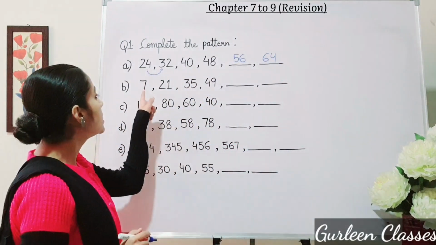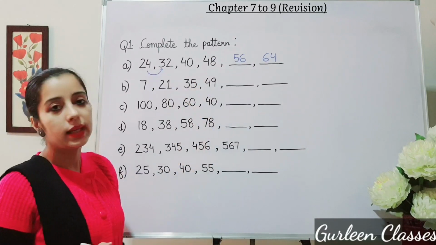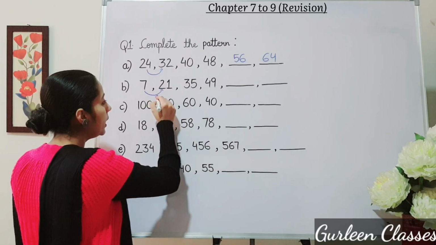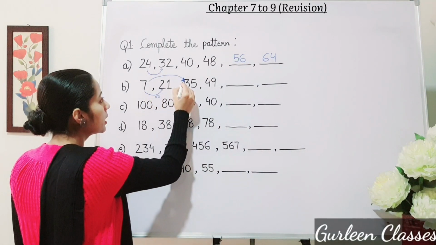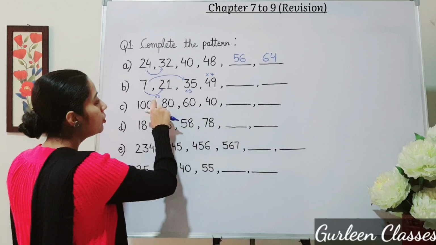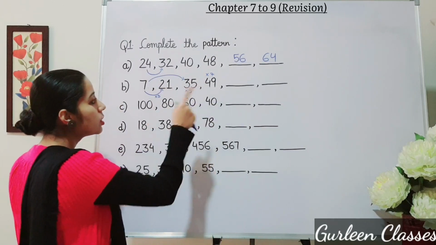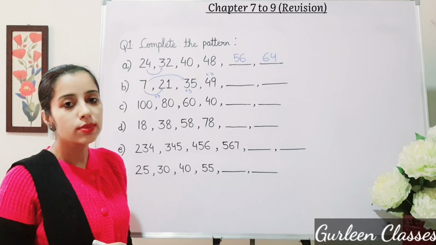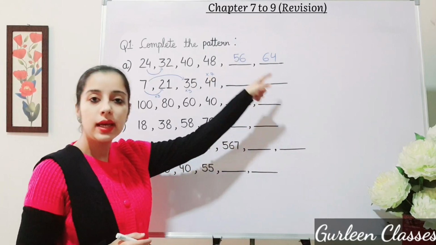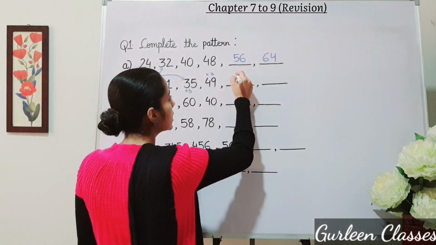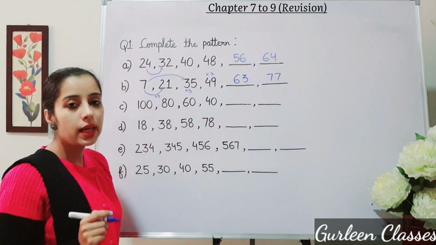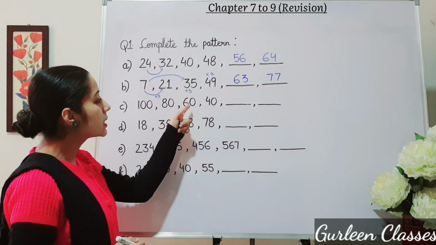Now B part: 7, 21, 35, 49. So let us see the pattern here. 7 3s are 21. 7 5s are 35. 7 7s are 49. 3, 5, 7. So now we will multiply by 9. As you can see, all are odd numbers. 3, 5, 7, then 9, then 11. So 7 9s are 63. 7 11s are 77.